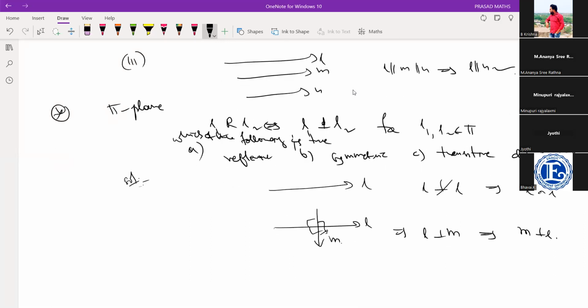Is it transitive? No, sir. Suppose L is perpendicular to M, and M is perpendicular to N. So, by the corresponding angles axiom, this is 90 degrees, this is also 90 degrees, so automatically L is parallel to N. So L cannot be perpendicular to N. Therefore, it is symmetric, but not transitive.